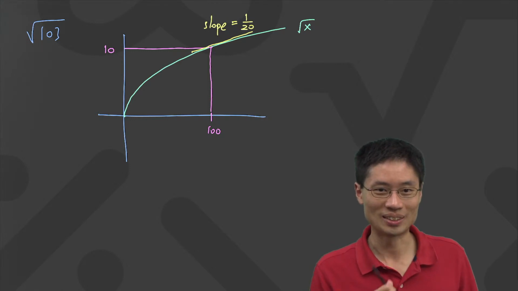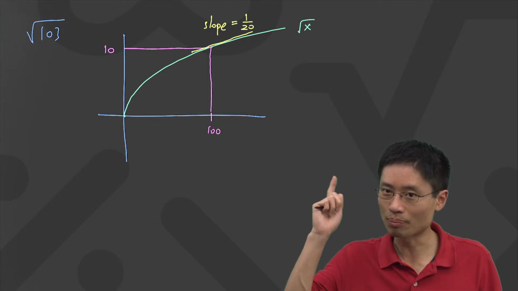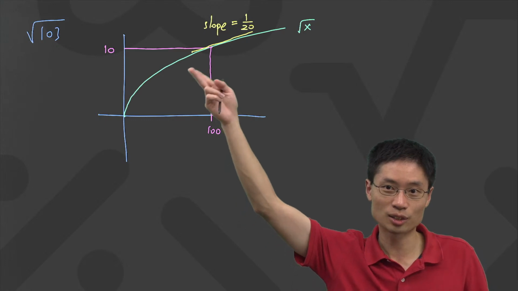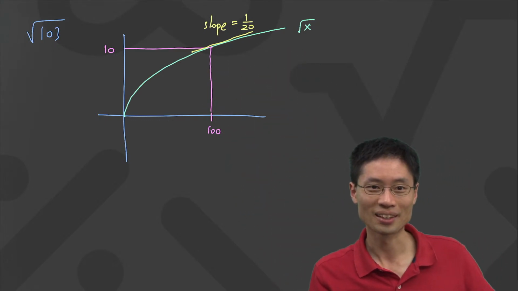All right, what else can we do here? I'm sure people know what the slope is, but the one place I used calculus in my head was estimating that actual slope. The slope is 1 over 20 because of some fact from calculus, okay? Let's keep going.